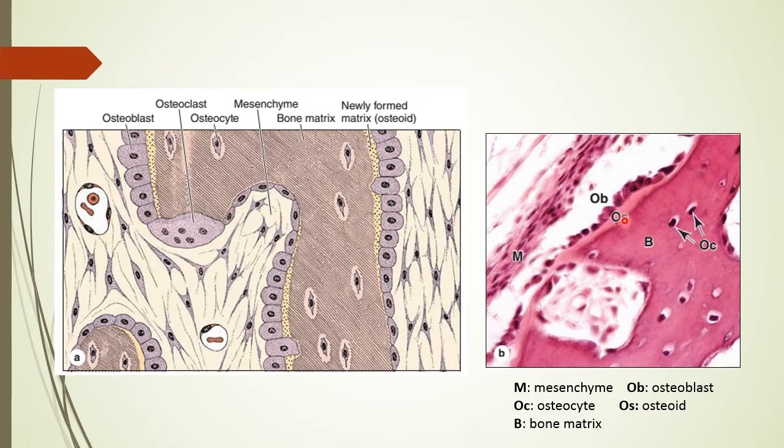OS is the osteoid. This region is the osteoid. We will talk later about what we mean by the osteoid. It is a newly formed bone matrix, called osteoid. And B stands for bone matrix, the bony matrix. This is roughly how the osteoblast looks.